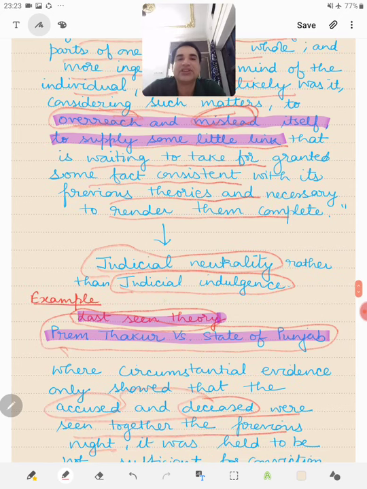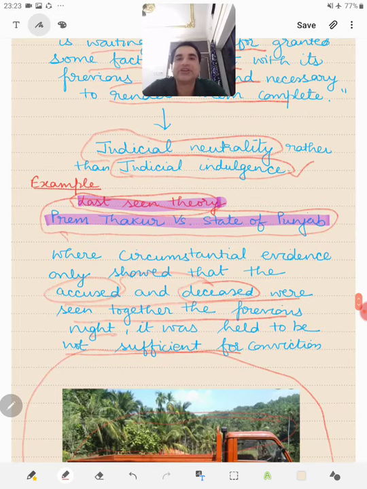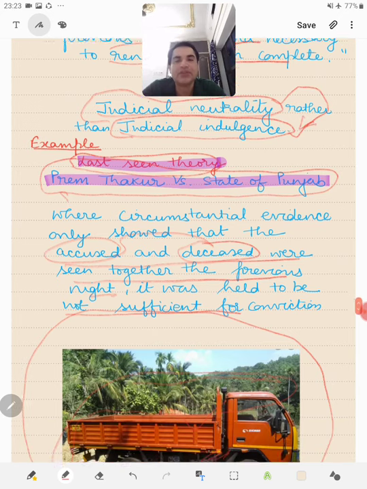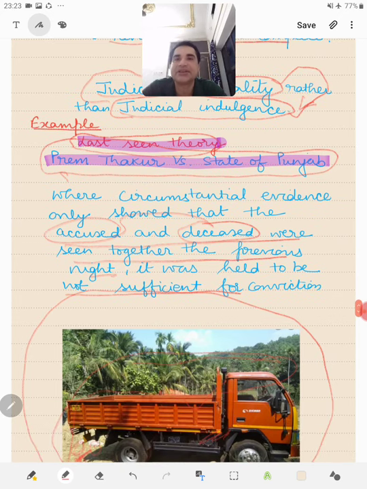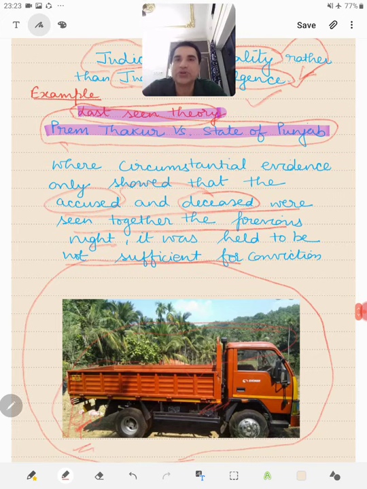That is, there may be judicial indulgence. And how to remove it? One can remove it by following the principle of judicial neutrality rather than judicial indulgence. One example of circumstantial evidence is the last seen theory. However, the last seen theory should also be corroborated and objectively verified.